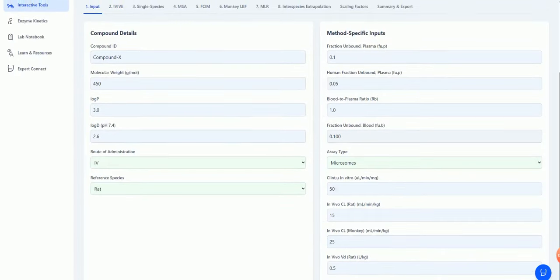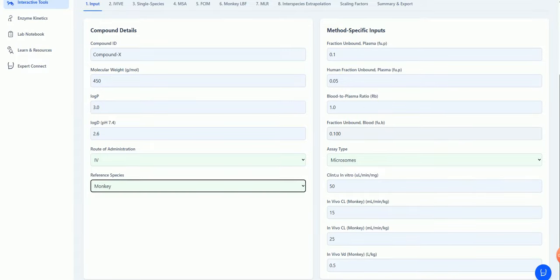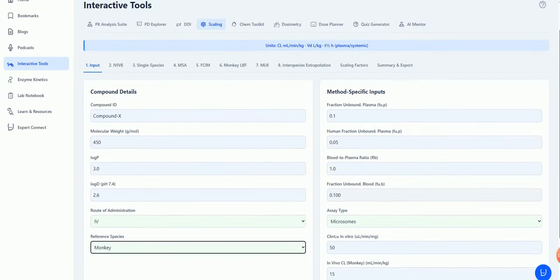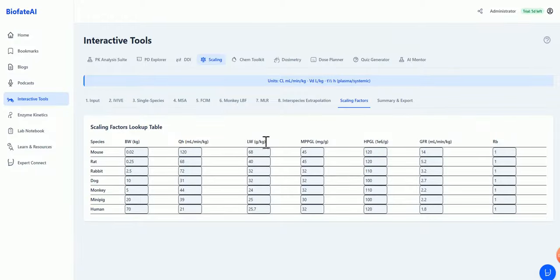Now, what if we had run this study in a dog or a monkey instead? Watch closely. I'm changing the species to monkey. If we go to the IVIVE tab once again, the predicted human clearance has changed immediately. Why? Well, that's because the app automatically adjusts the underlying physiological scalars: liver weight, hepatocellularity, and hepatic blood flow, specific to the monkey. You can see these differences in the scaling factors tab.